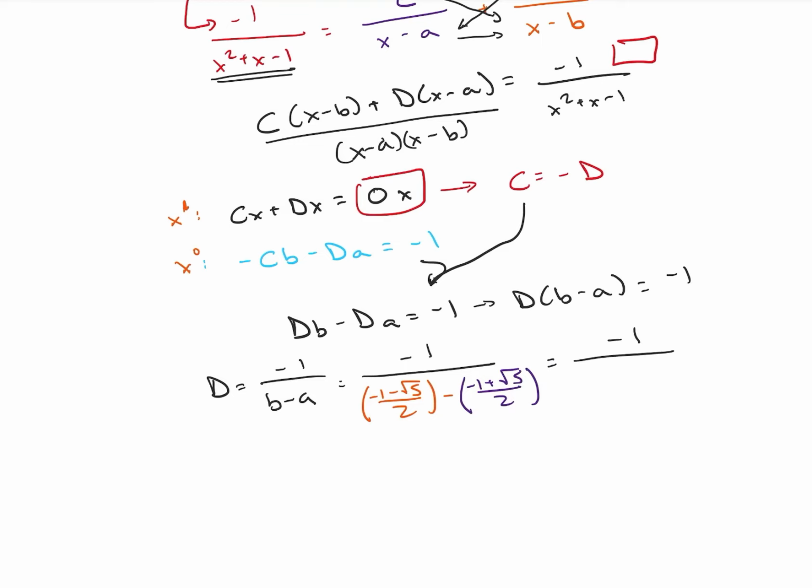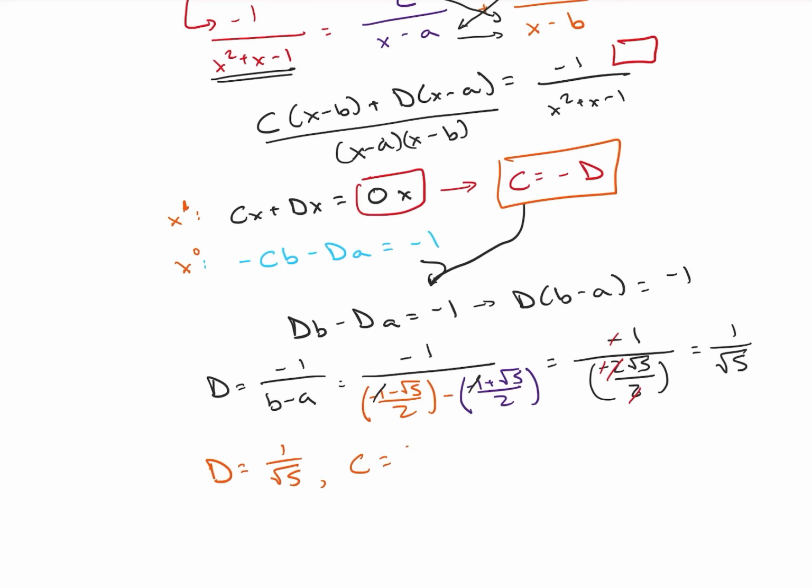which is then going to be equal to negative 1 divided by, got a few things that are going to cancel out, so this negative 1 and this negative 1 are gone. And so I have negative root 5 over 2 minus root 5 over 2, so that's negative 2 root 5 over 2. A few more things are going to cancel, so these negative signs are gone, these 2's are gone, and I'm going to be left with just 1 over the square root of 5. And then immediately I know c is equal to negative d, so if d is equal to 1 over the square root of 5, then c is equal to negative 1 over the square root of 5.